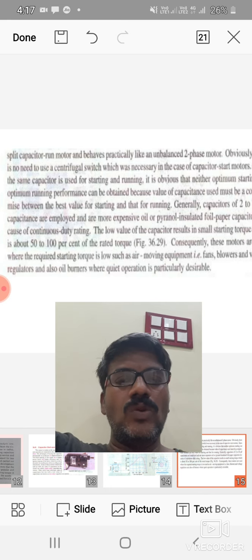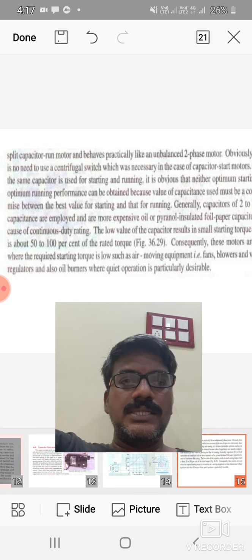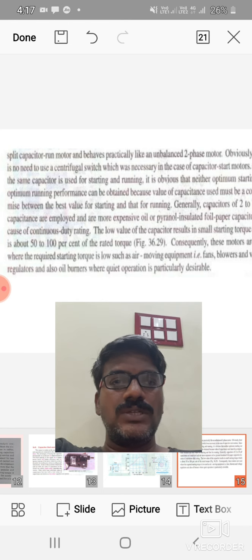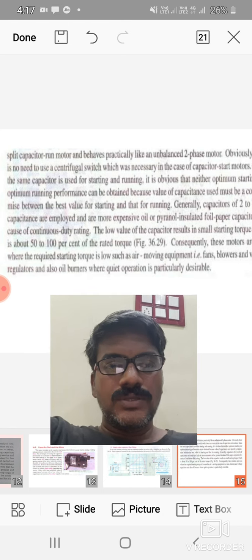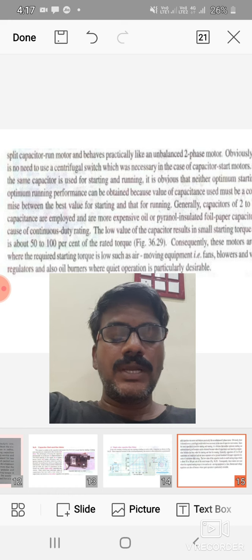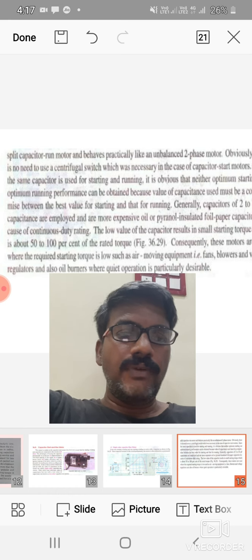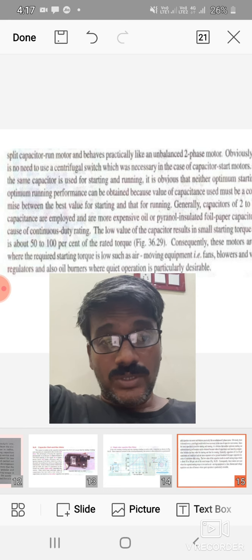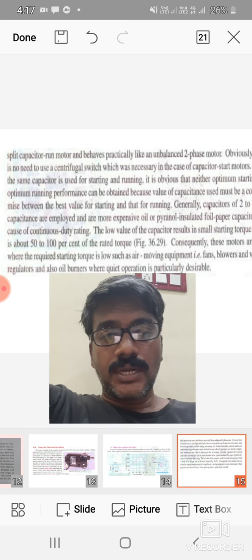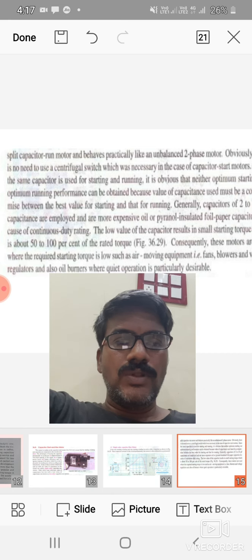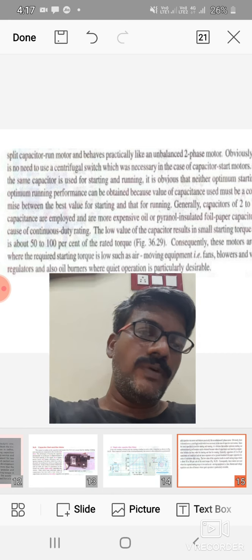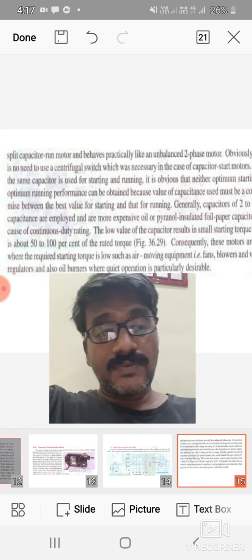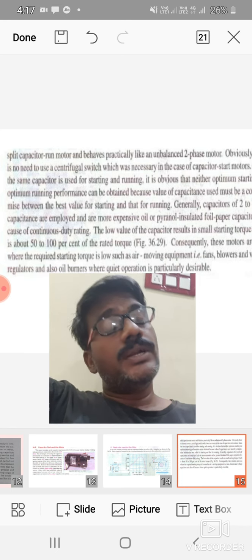The low value of capacitor results in a small starting torque, about 50 to 100% of the rated value. So it's the main drawback. There are so many advantages, and only one disadvantage. Because the capacitor is continuously connected to the circuit, we use a low value capacitance. Because of the low value capacitance, what happens? The starting torque is very low, only 50 to 100%.